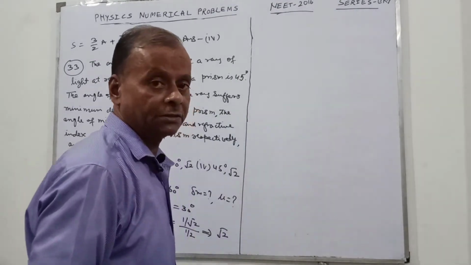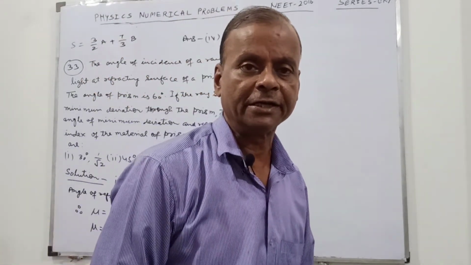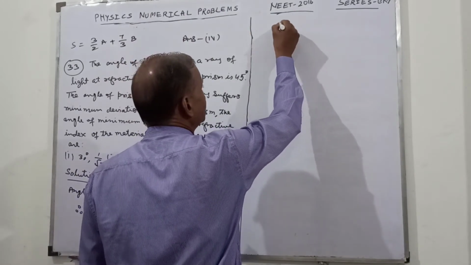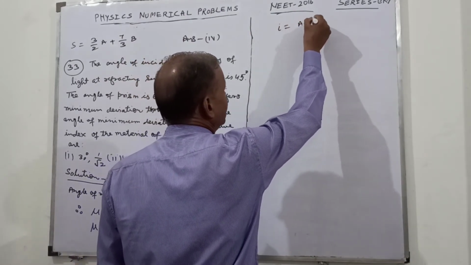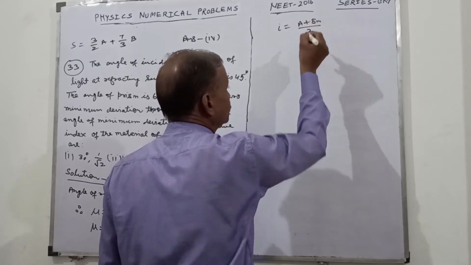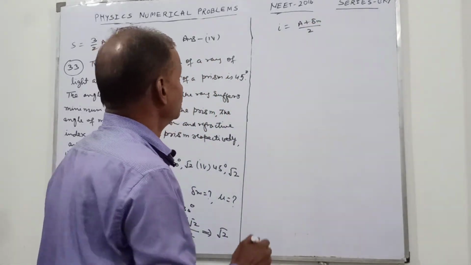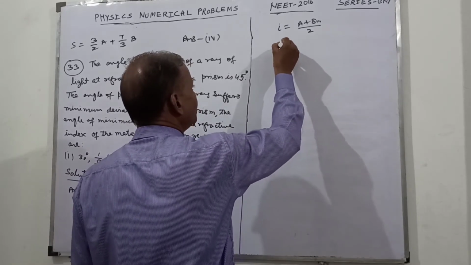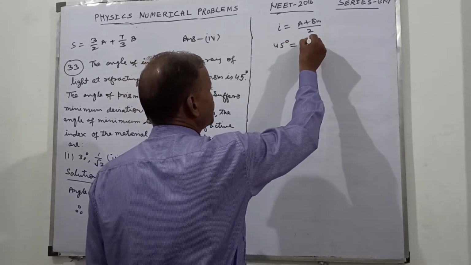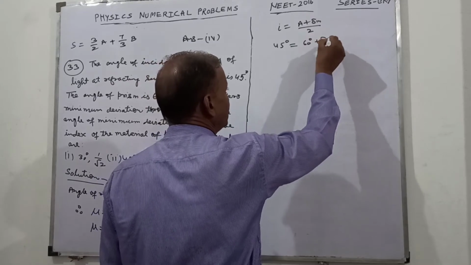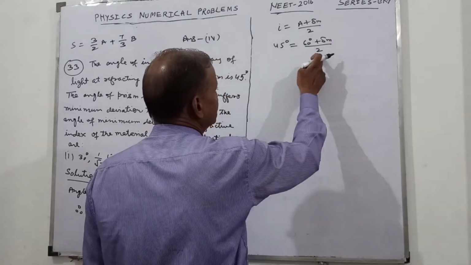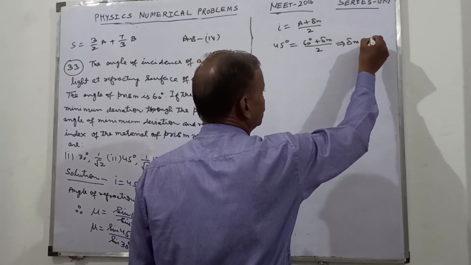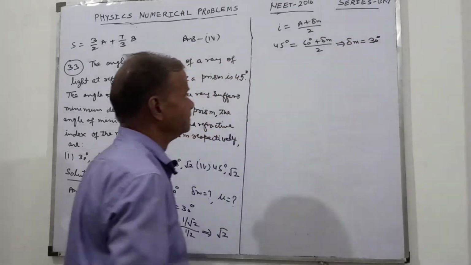And we know that the relation between i and delta M, i is equal to (A plus delta M) upon 2. This we know. So this i is equal to your 45 degree, A is 60 degree plus delta M upon 2. This is now 90 degree. So this delta M will come out to be your 30 degree.